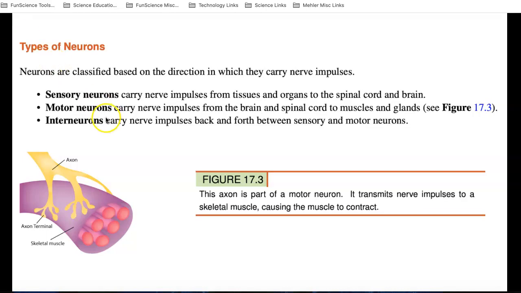The motor neurons carry impulses from the brain and the spinal cord to the muscles and glands. And in between these two types, in between the sensory and the motor, are interneurons. They carry nerve impulses back and forth between the sensory and the motor neurons. Remember, wherever you see the term neuron, we're talking about a nerve cell.